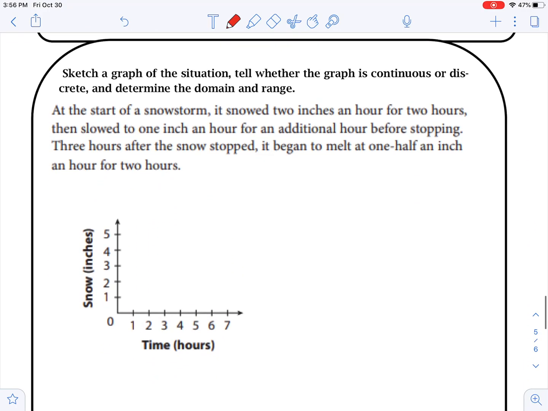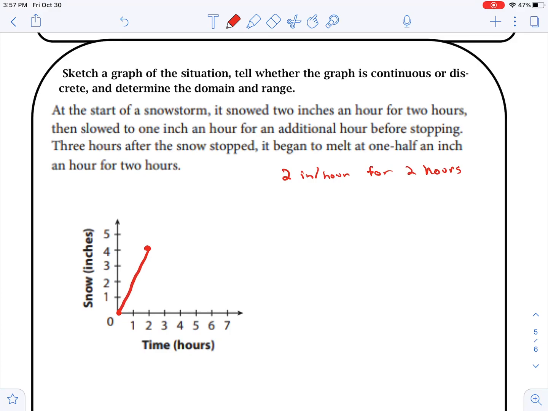You come to this one, okay, a couple things. It snowed 2 inches an hour for 2 hours. So if I were to graph that, we're going to start at 0. For 2 inches an hour for 2 hours, after 2 hours, it'd be 4 inches total. It'd bring me up here to 4 inches. So I got this line right here.